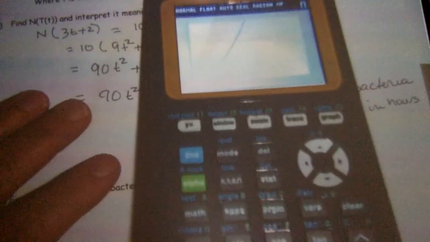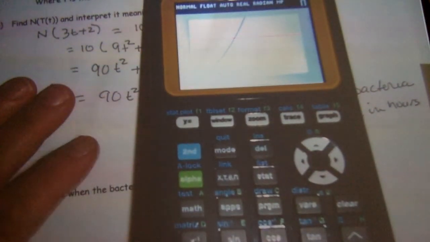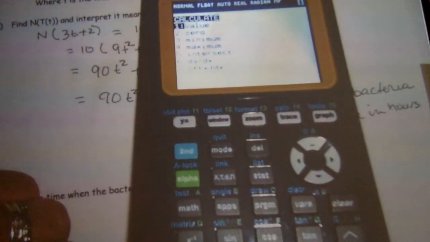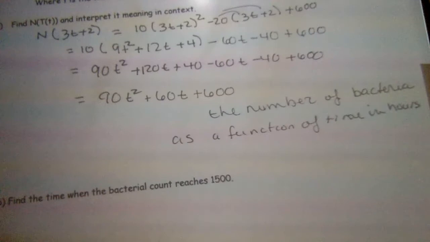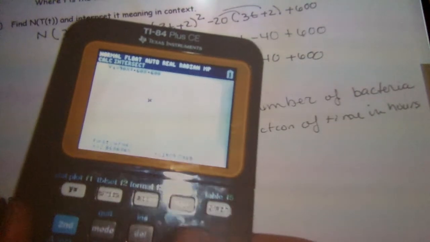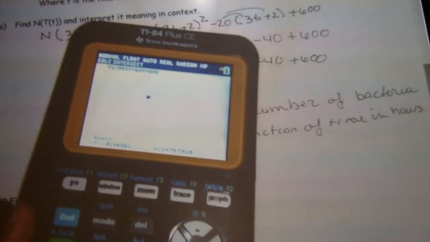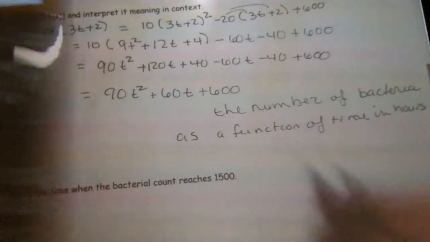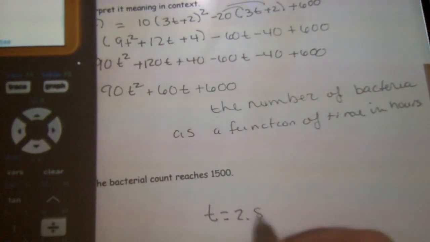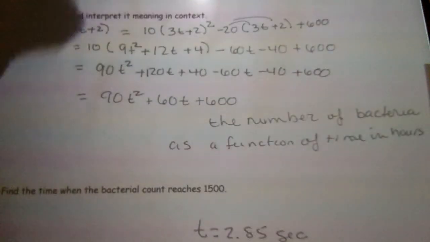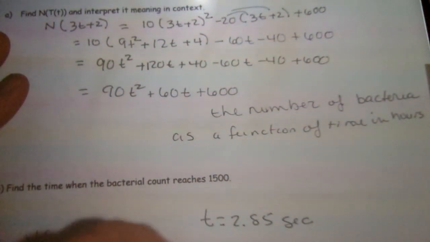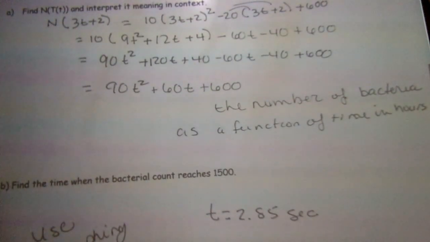All right, so you see where they cross. So how do I find that point? Second, calculate, intersect 5. And then get that little flashing thing to where you think they cross. Close enough. Enter, enter, enter. And you get a time of 2.85 seconds. Why is it not hours? You are right. It is hours.